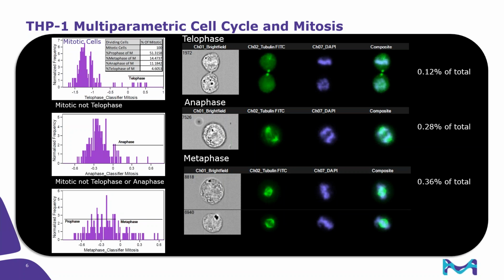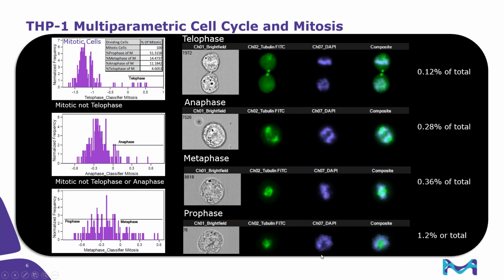Creating a third population of the mitotic and not telophase or anaphase, we can characterize prophase versus metaphase, and this is easily done. Metaphase shows all of the chromosomes lined up on the chromosomal plate with the tubulin fibers attached to either pole, and then prophase cells have very condensed circular chromatin structure. So using a multi-parametric approach and some of our novel maskings, we've been able to enhance the characterization of up to 7 phases of the cell cycle.